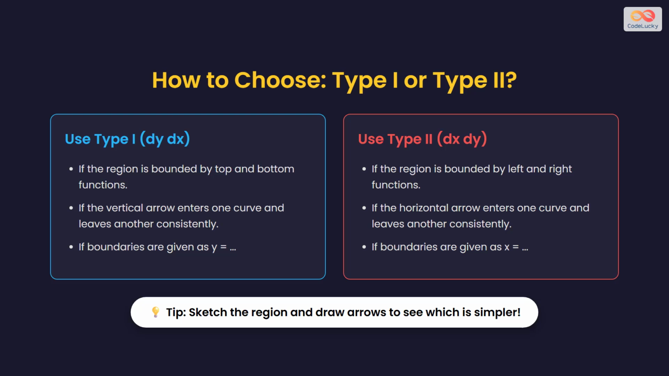How do you decide which method to use? It often depends on the shape of the region. Use type 1 if the top and bottom are clearly defined by single functions. Use type 2 if the left and right sides are cleaner. A great tip is to draw a line through the region. If a vertical line enters and exits the same curves everywhere, it's type 1. If a horizontal line works better, it's type 2.